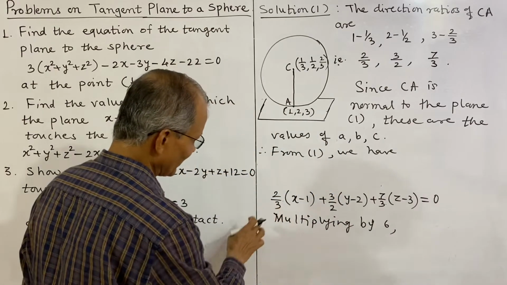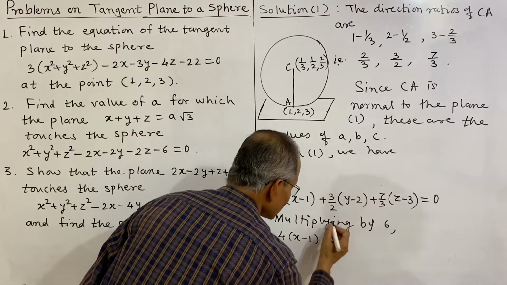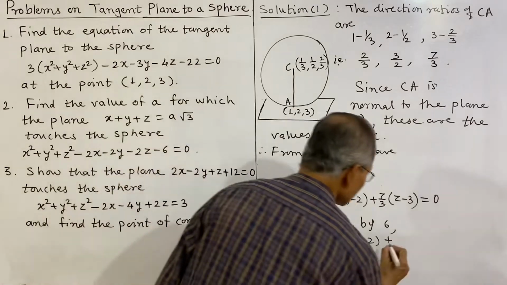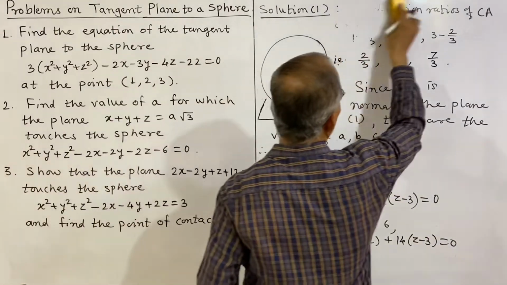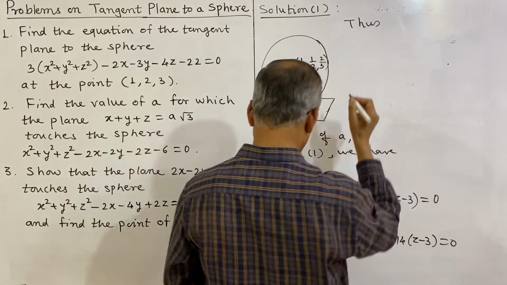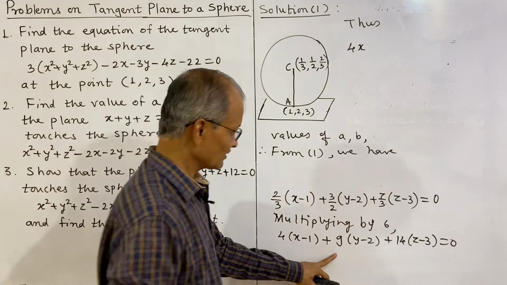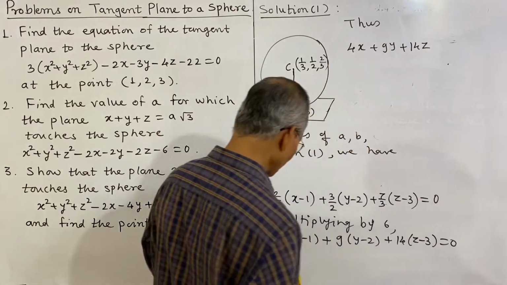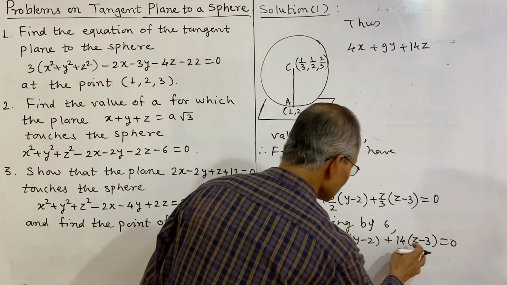If we multiply it by 6, that will be 4 times x minus 1, plus 9 times y minus 2, plus 14 times z minus 3. You should verify this. The equation will be, we write the x term first, that is 4x plus 9y, and next 14z, and the constant we now calculate: minus 4, minus 18 and minus 42.